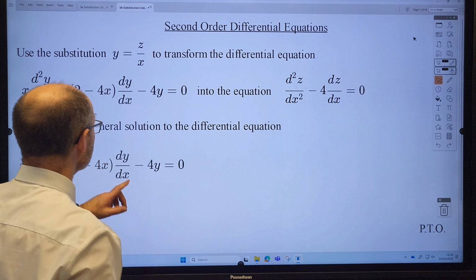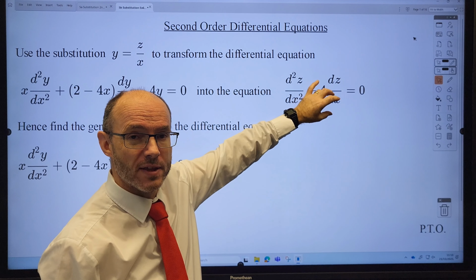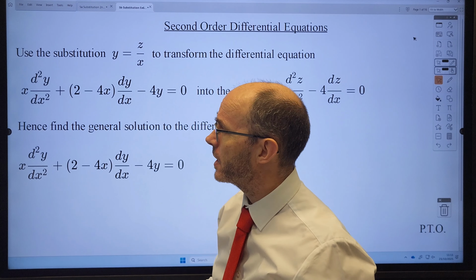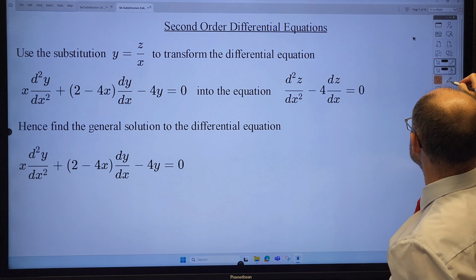Once we've done that, we need to solve the original differential equation. The method there is solve that and then just use the substitution again to get it into the term that you want. So here we go. So this substitution is y equals z over x.